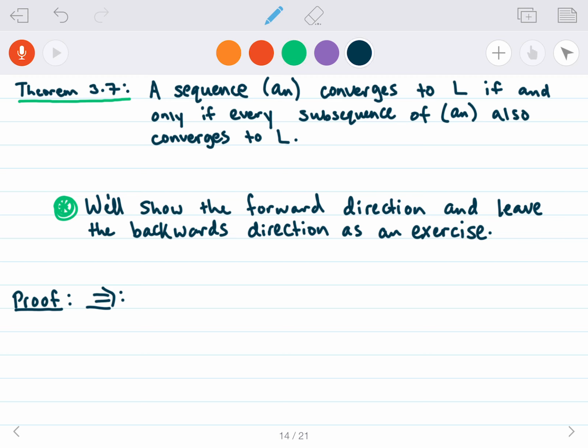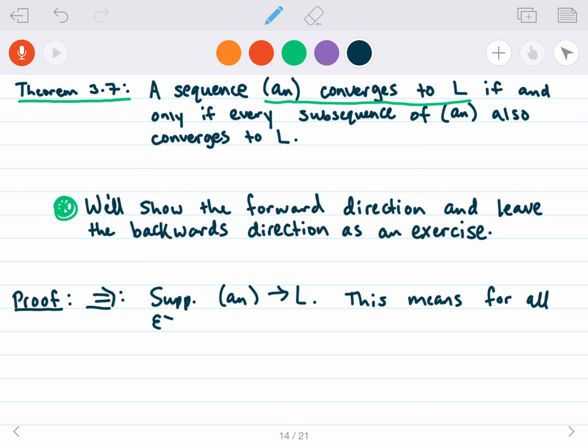Okay, so for this forward direction, we're supposing that our original sequence converges to a limit L. So we're going to suppose that a sub n converges to L. And what does that mean formally? This means for all epsilon bigger than 0, there exists some capital N such that whenever little n is bigger than capital N, so whenever you go out far enough in your sequence, the distance between a sub n and L is going to be smaller than epsilon.